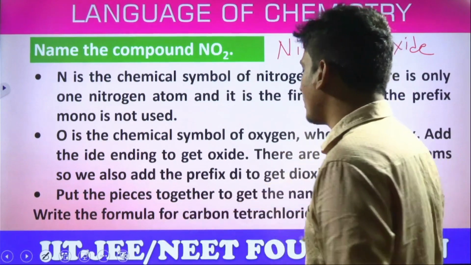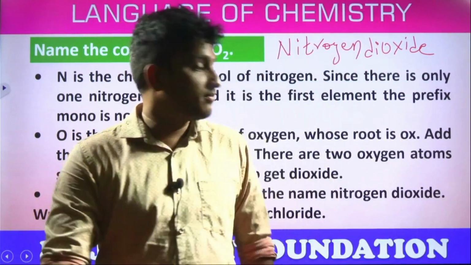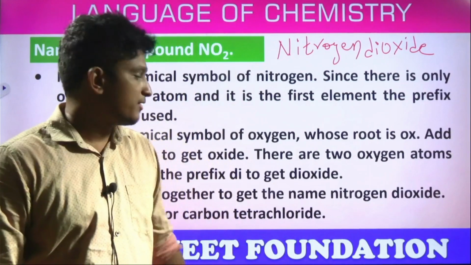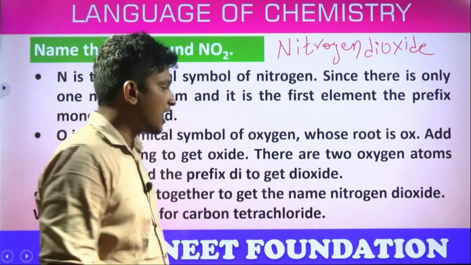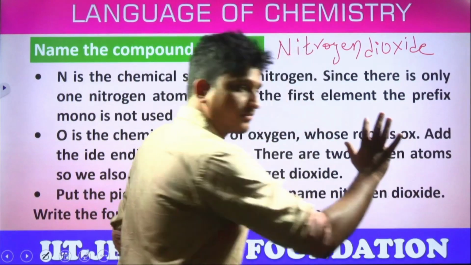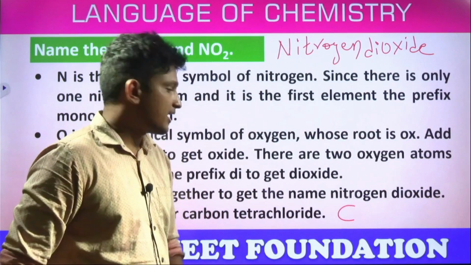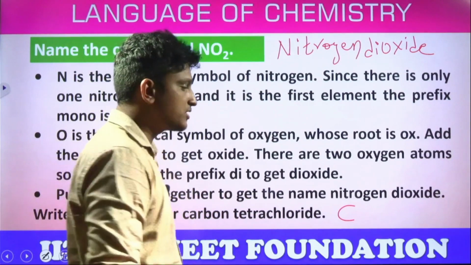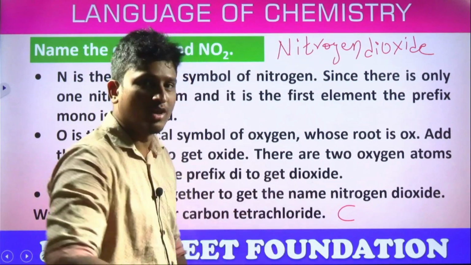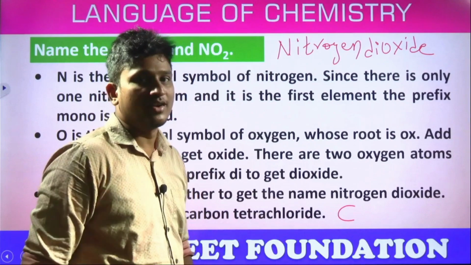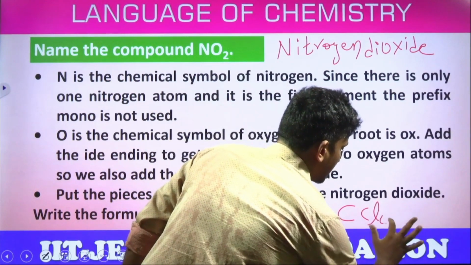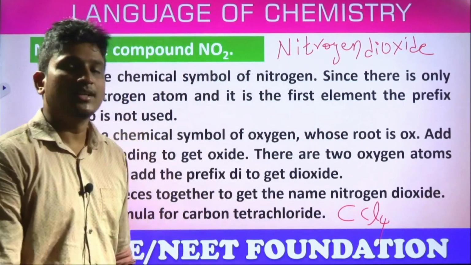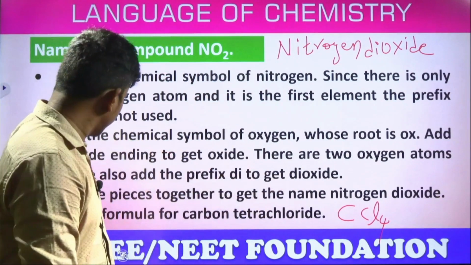Now write the formula of carbon tetrachloride. Now the name is given, you have to write the formula. What is the name? Carbon tetrachloride. Carbon means what's the symbol? C. Next, tetrachloride. Tetra means how much? Four. You don't write 4. You already know how to write the formula. Tetrachloride means how many chlorines are there? Four chlorines are there. So CCl4. That's it. Carbon tetrachloride. Got the clarity, students?